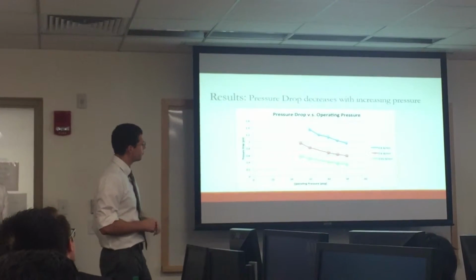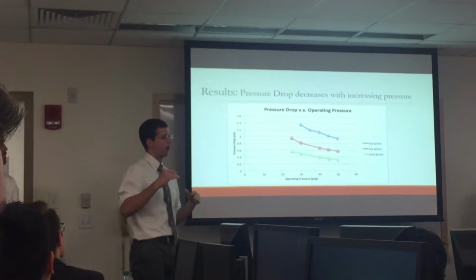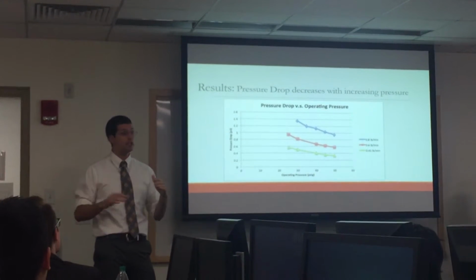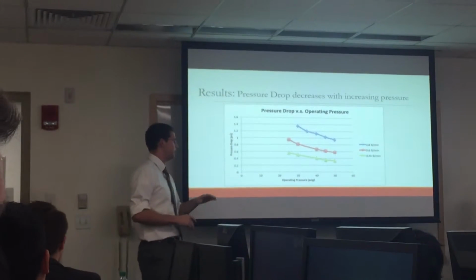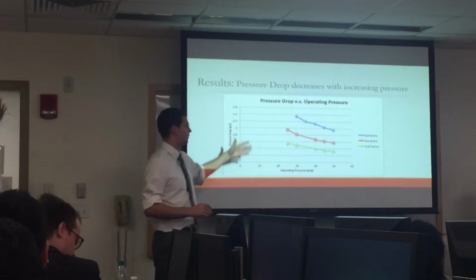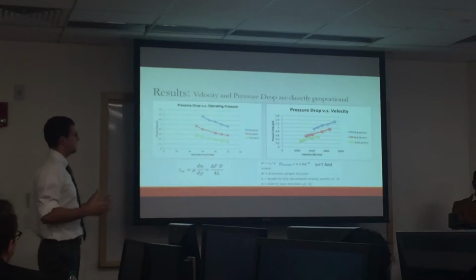Next slide. This is really the most important part: as we increased our density by increasing our pressure, decreasing our velocity, we decreased our pressure drop. So as we increase operating pressure, our pressure drop is going down for all flow rates. So next slide. Why is this happening?